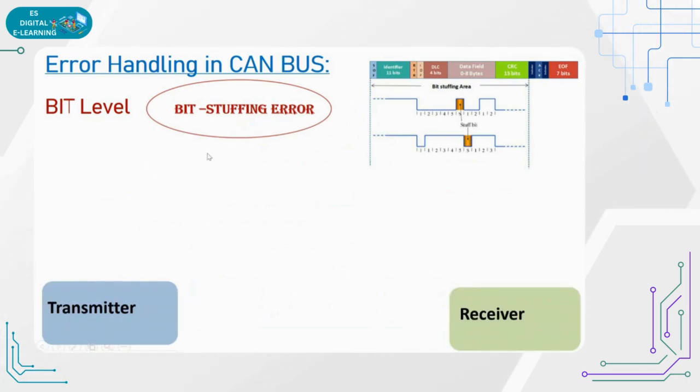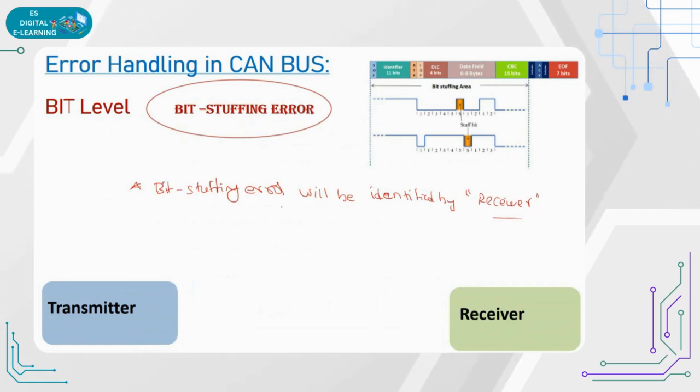On the transmitter side, you can write down: bit stuffing error will be identified by the receiver on bit level. Receiver will identify.